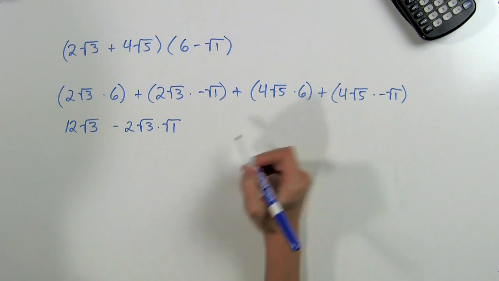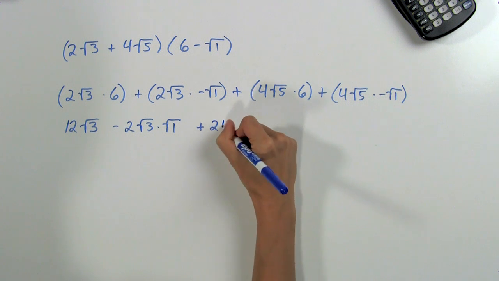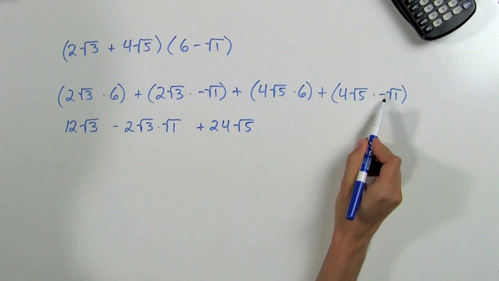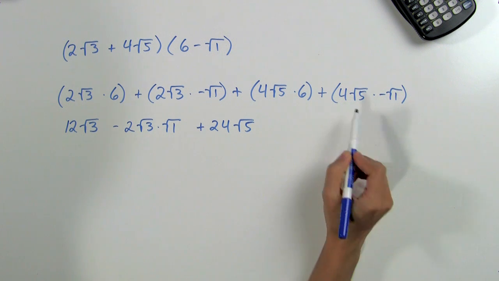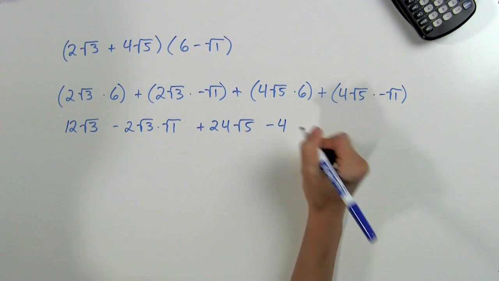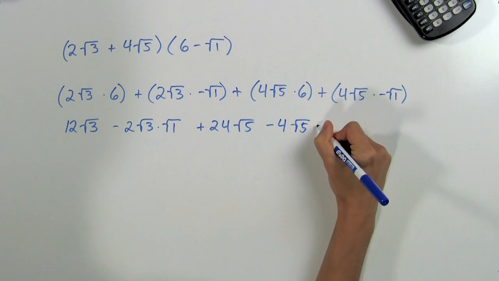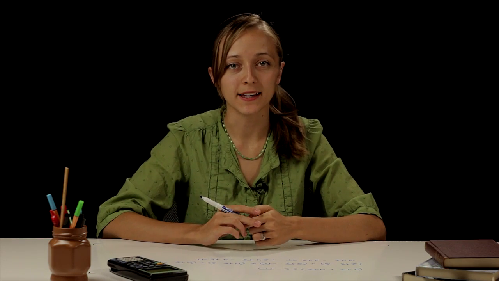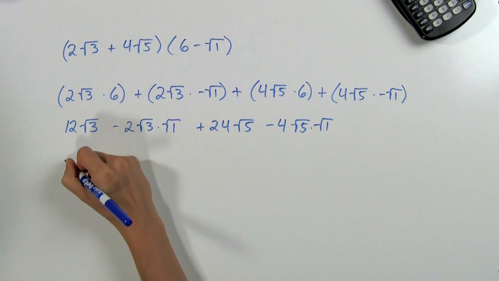Here we have 4 times 6 is 24 times the square root of 5. And here we have our coefficient of negative 1 again times 4, so we get negative 4 times square root 5 square root 1. We need to keep simplifying, and our next step is to multiply the square roots where there is more than 1 in a term. The first term just has 1, so we leave it alone.